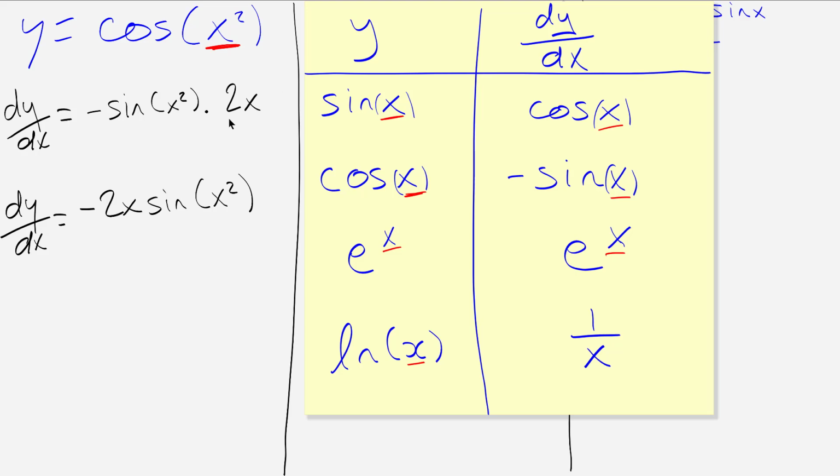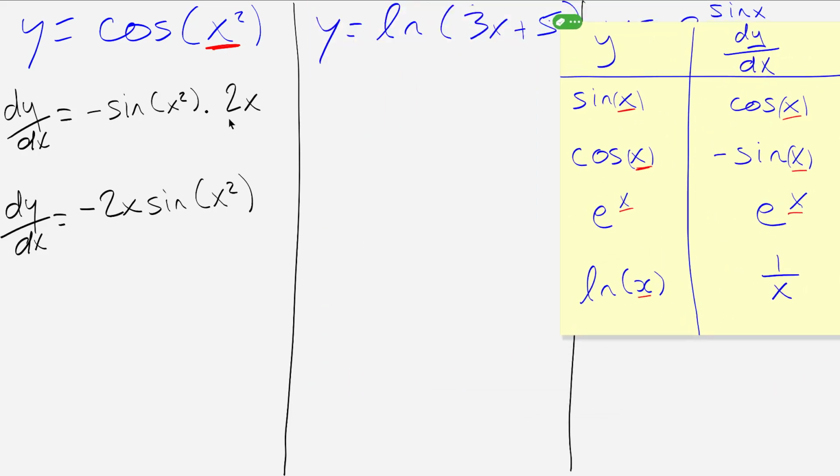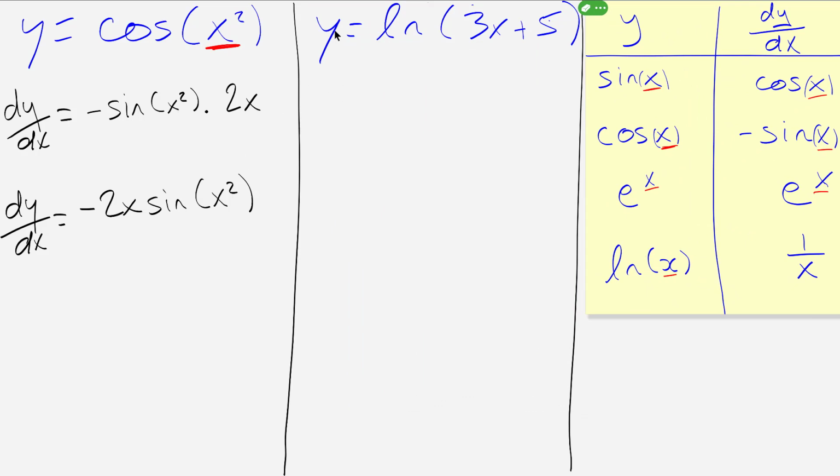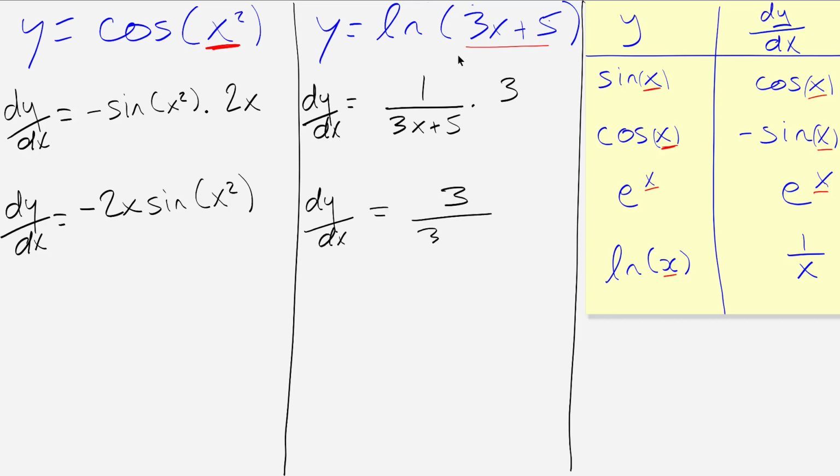Okay, let's move along to the next example. The next example we have here is y is equal to the ln of 3x plus 5. Now, remember, the ln of x differentiates to 1 over x. So the ln of 3x plus 5 will differentiate to 1 over 3x plus 5 times, once again, you zoom in and differentiate the inner function, times the derivative of 3x plus 5, which is 3. So in this case, I can tidy this up and say dy/dx equals 3 over 3x plus 5.